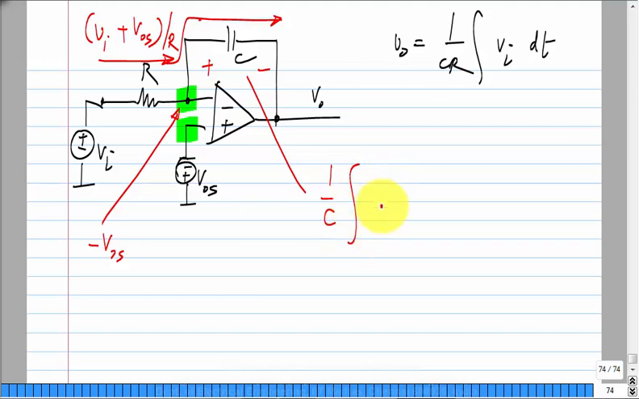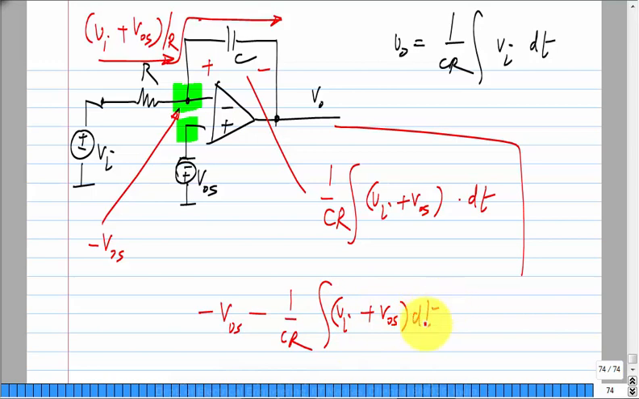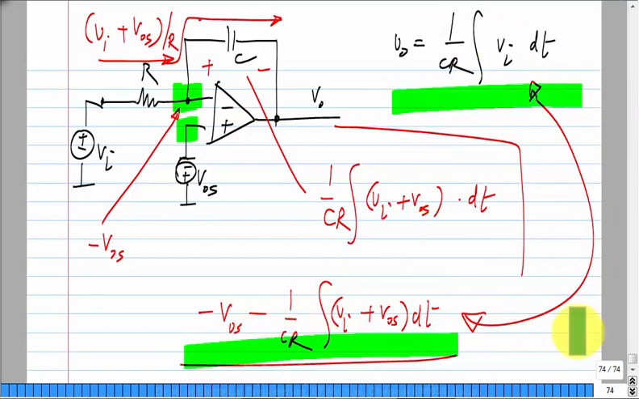What is the voltage across the capacitor? One by C integral. I have indicated the polarity also. The current is going that way. So it is plus 1 by C integral of VI plus VOS. Okay. So it integrates not just VI but also the offset voltage VOS. And the total output voltage is simply this voltage minus the capacitor voltage. So it is minus VOS minus 1 by CR integral of VI plus VOS dt. This is the actual output and not that one. If you set VOS equal to 0, obviously we get the same expression. So we thought that was the output, but it is this.